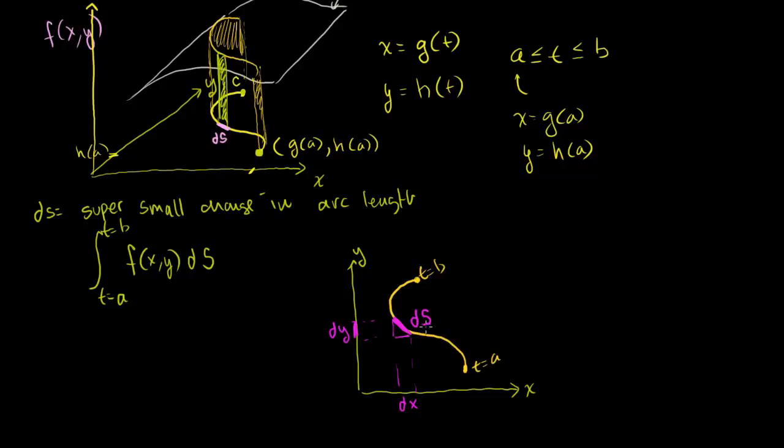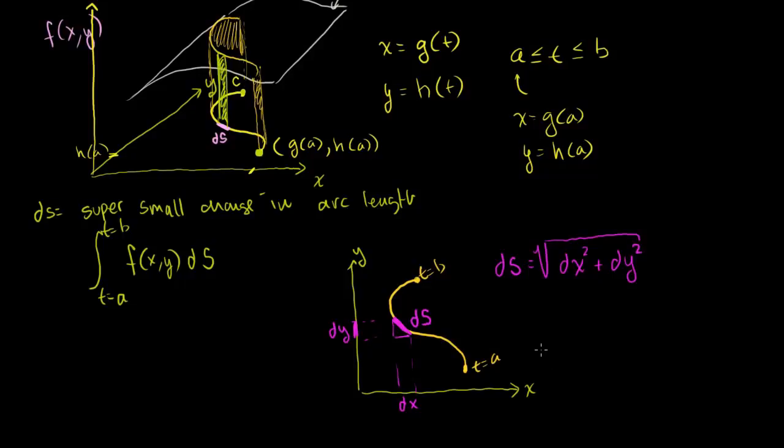Then we can figure out ds from the Pythagorean theorem. You can say that ds is going to be, it's the hypotenuse of this triangle. It's equal to the square root of dx squared plus dy squared.